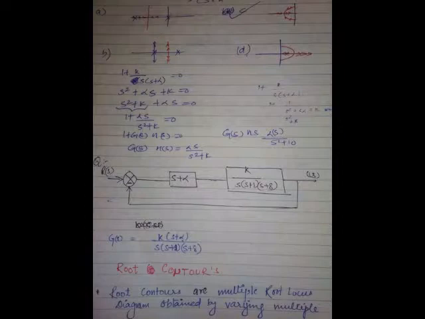Now you see the CRL for this problem. We have a pole at origin, we have a pole at minus 3. This section of real axis is a part of root locus, that is CRL, and this section of real axis also is a part of CRL. So these two poles will be moving towards each other. They will be meeting first at minus 1, they break away.